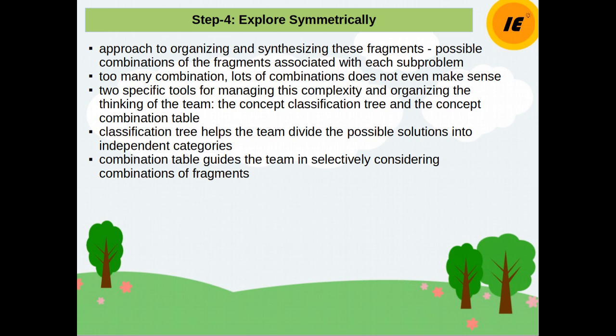The classification tree helps the team divide the possible solutions into independent categories. Then the combination table guides the team in selectively considering combinations of fragments. So that's about explore systematically, and then we'll move into understanding the classification tree and combination table in more detail, because those are two concepts which are important and very interesting.